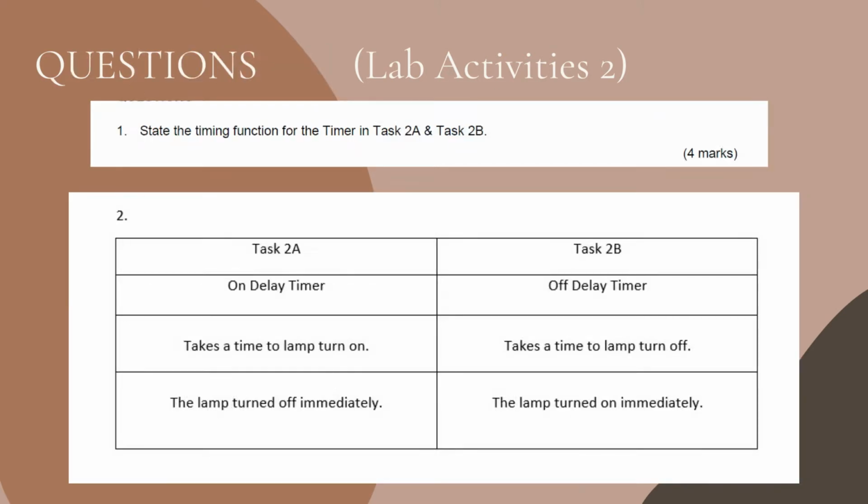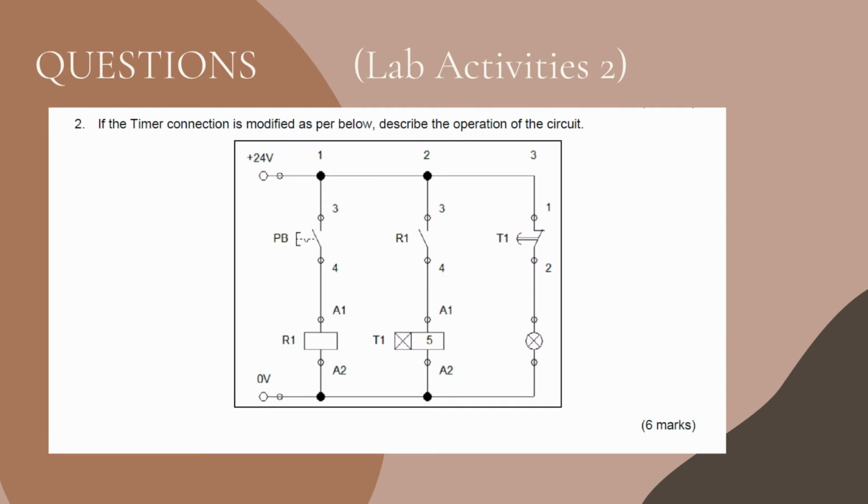Next is the question to state the timing function for the timer in task 2A and task 2B. The answer is like the observation question 2. In task 2A we are using an on delay timer, and in task 2B we are using an off delay timer. The next question is, if the timer connection is modified as per below, describe the operation of the circuit.